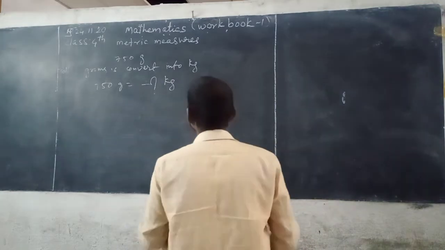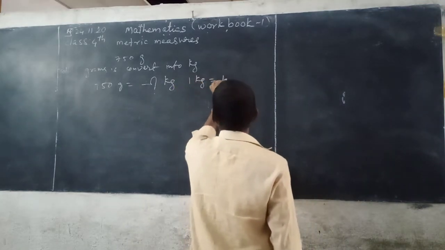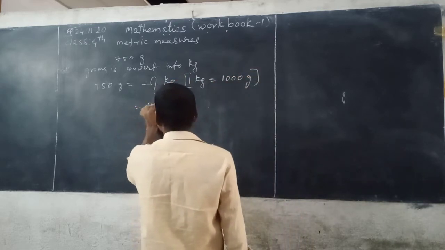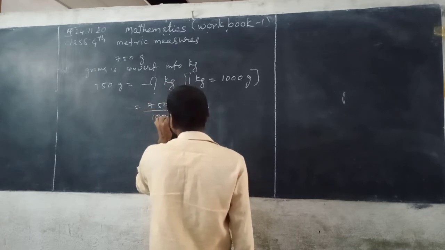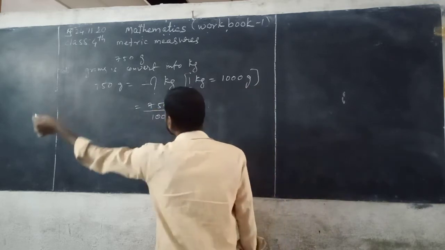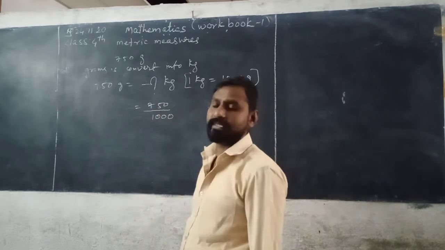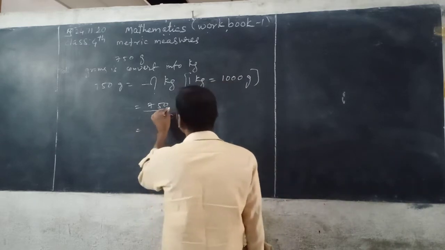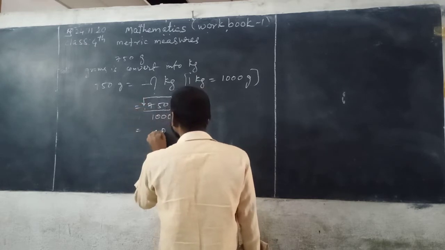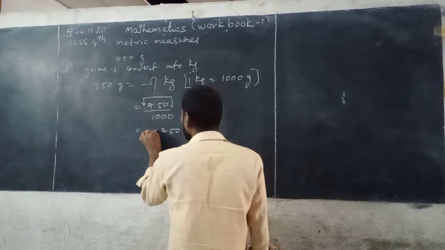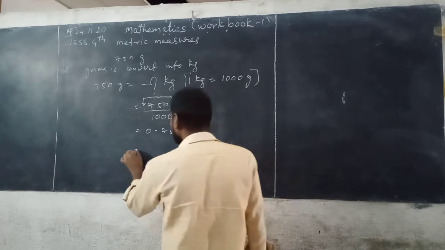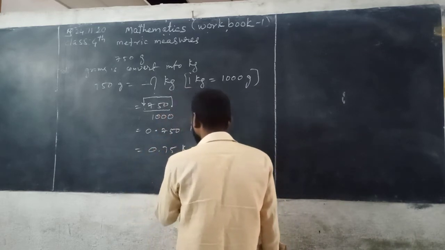1 kg is equal to 1000 grams, beta. Then you can write here 750 by 1000. See here, any number divided by 1000, the point is moved left side 3 places. So you can write 0.750 kg. Point before, there is no number, means you can write 0. Then you can write this is 0.75 kg, kilogram.